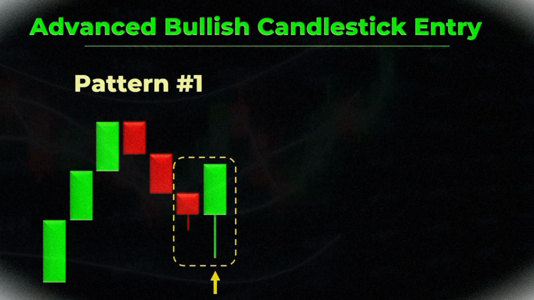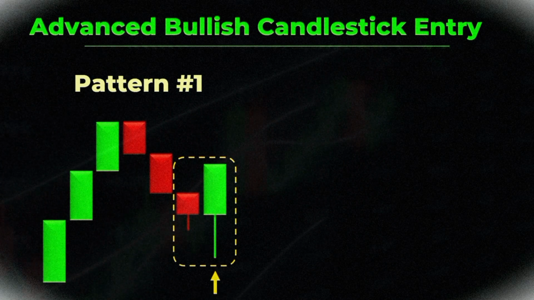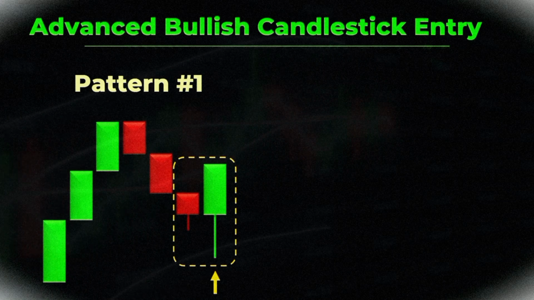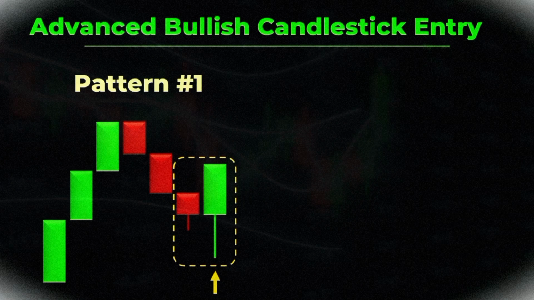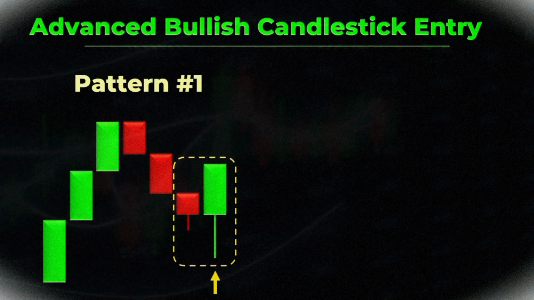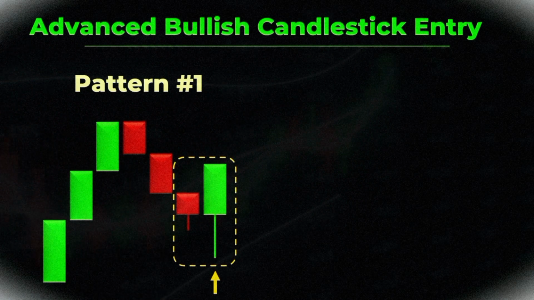When that's the case, that is our actual entry for the pullback trading strategy. We will open the trade at the close of the green candle and place our stop loss below it, which is our latest swing low. This was entry number 1.